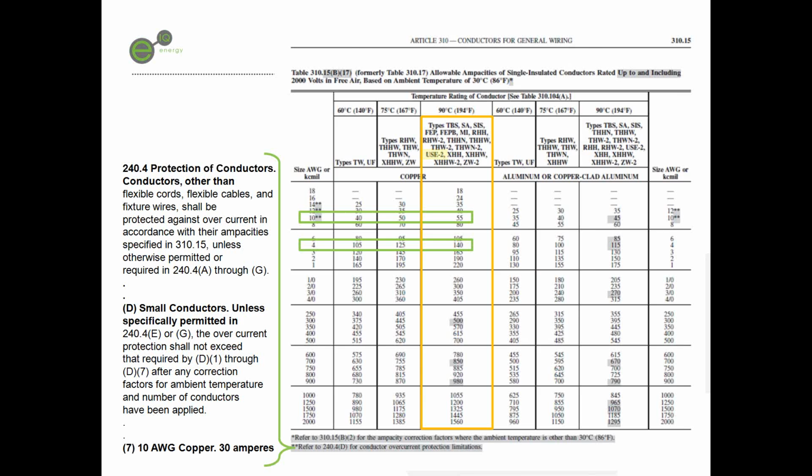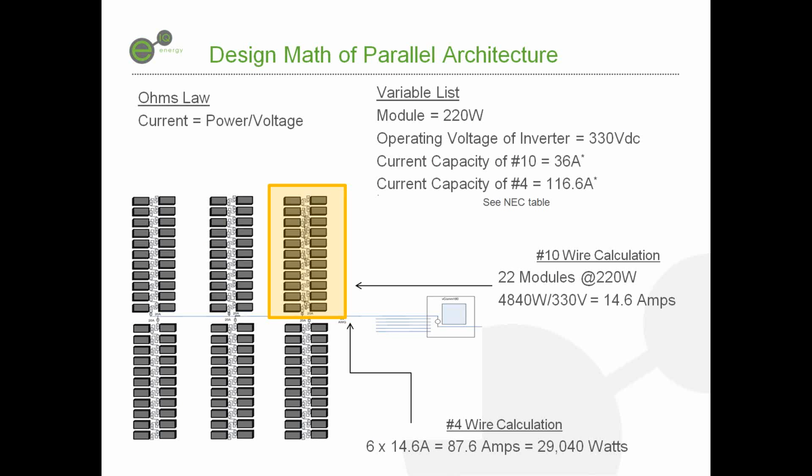So let me move on to the next slide, and let's talk about what the actual math looks like. If I'm looking at a number 10 branch circuit, Ohm's law becomes our guiding principle, and that is current equals power divided by voltage. That little equation is going to solve for everything that we need to know in this particular exercise.